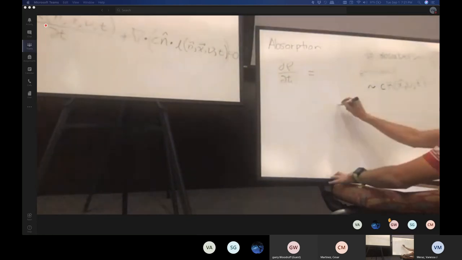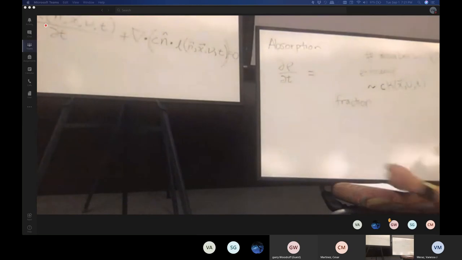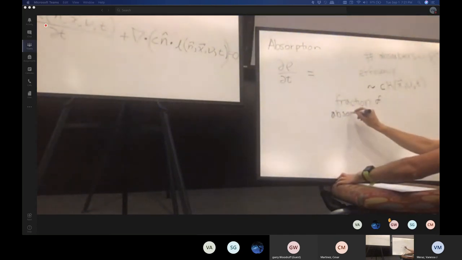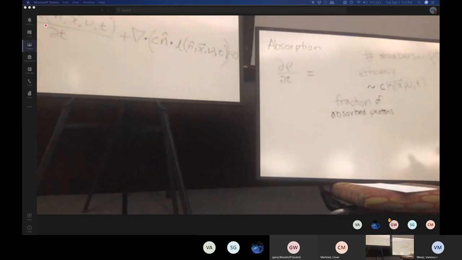So then the fraction of absorption of photons is going to be c kappa rho, also time, and dt.